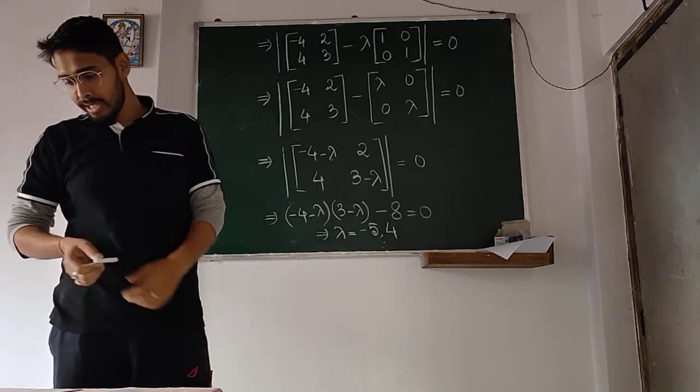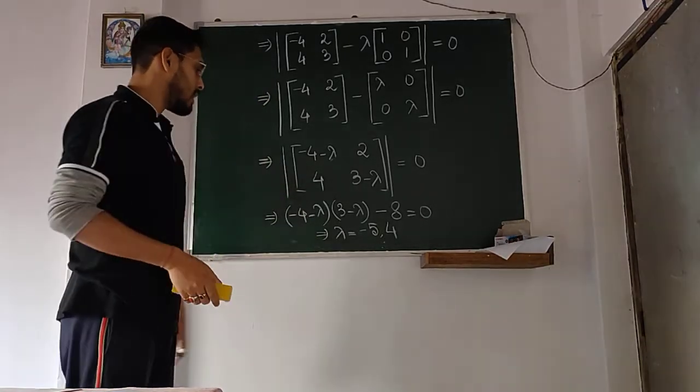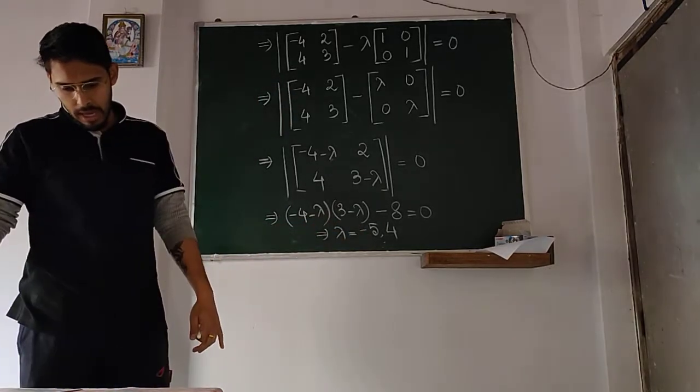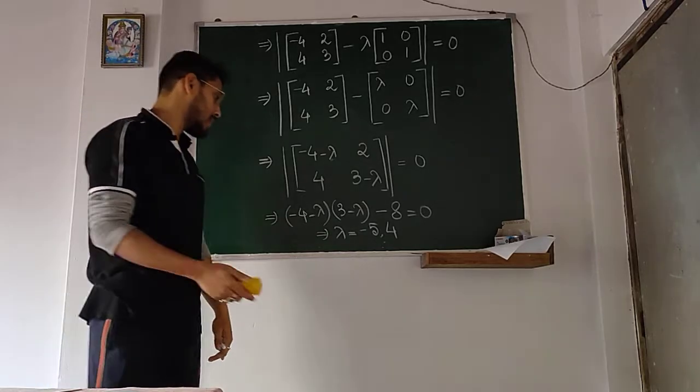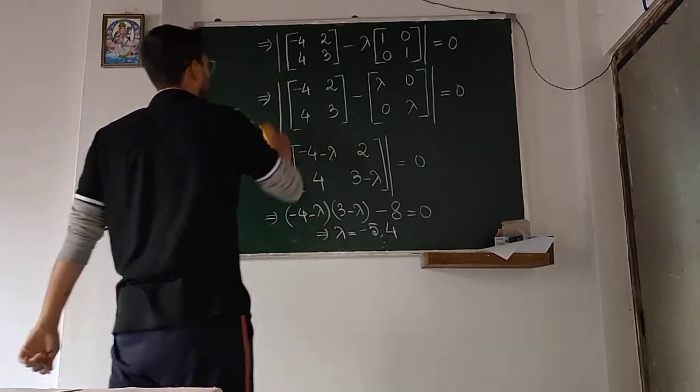So I believe you have already taken the notes till here. I'm going to rub everything. Now we are going to start with the eigenvalue of minus 5 and what happens when we take minus 5 as the eigenvalue, what are the eigenvectors related to that.